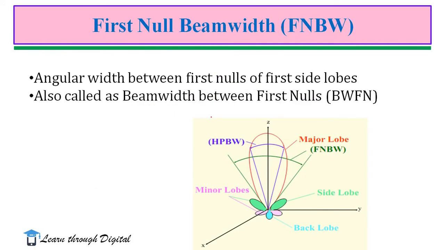Next term is Fresnel beamwidth. The angular width between first nulls or first side lobes is known as beamwidth between first nulls, otherwise called Fresnel beamwidth. It is denoted as FNBW or BWFN. After radiation, here is where the first null occurs. So we find the angular separation between these two first nulls, called the first null beamwidth. It is the beamwidth that is approximately 10 dB down from the pattern maxima.